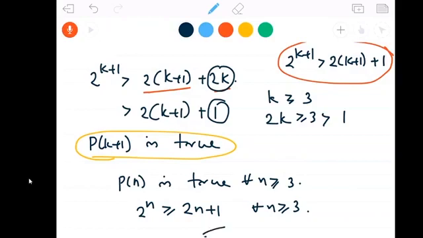So there are a lot of practice problems in the text, and in the notes I have given. You should do all the problems, then only you will be more familiar with the concept of mathematical induction. So study well. All the best.